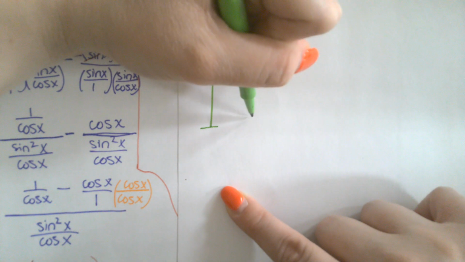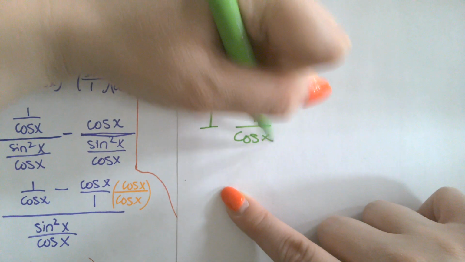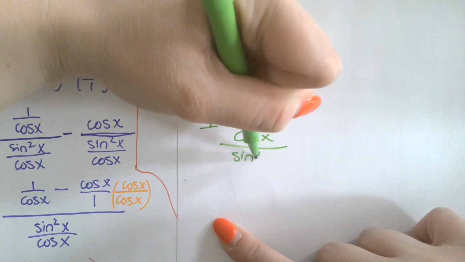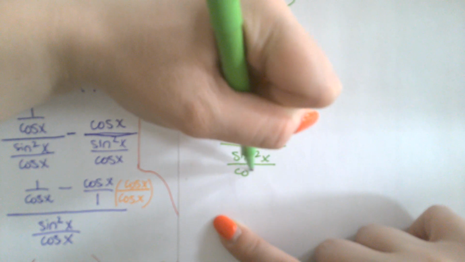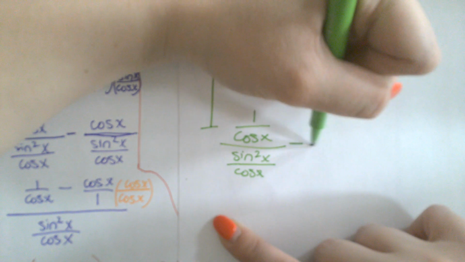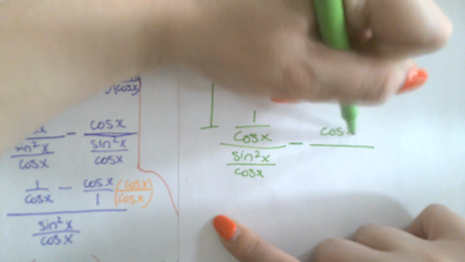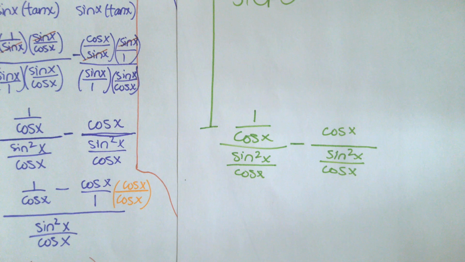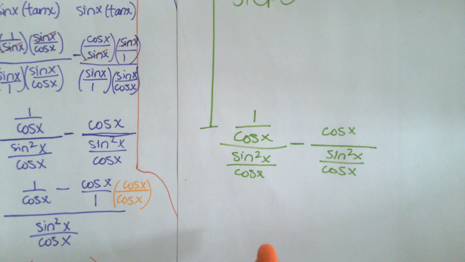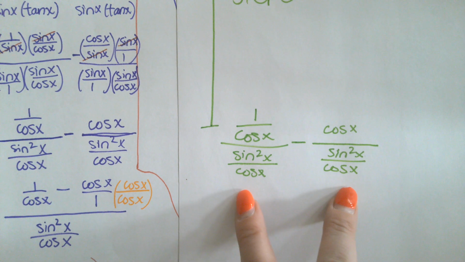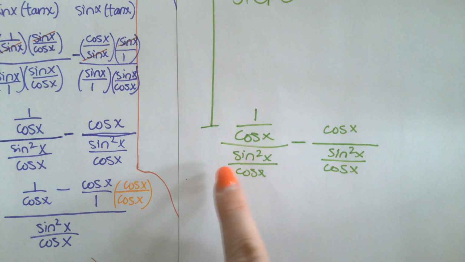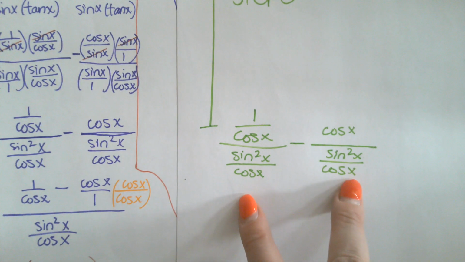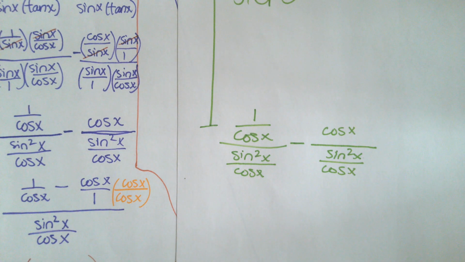There we go. So we have 1 over cosine of x over sine squared x over cosine of x minus cosine of x over sine squared x over cosine of x. All right, instead of trying to get a common denominator on the top, since I do have a common denominator, let's keep, change, flip both of these. It's going to make my math so much easier. So I'm going to do keep, change, flip twice.